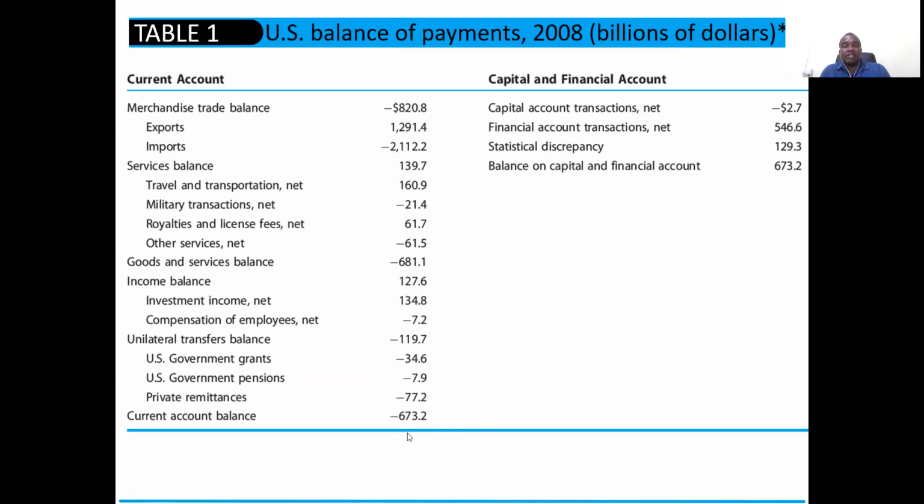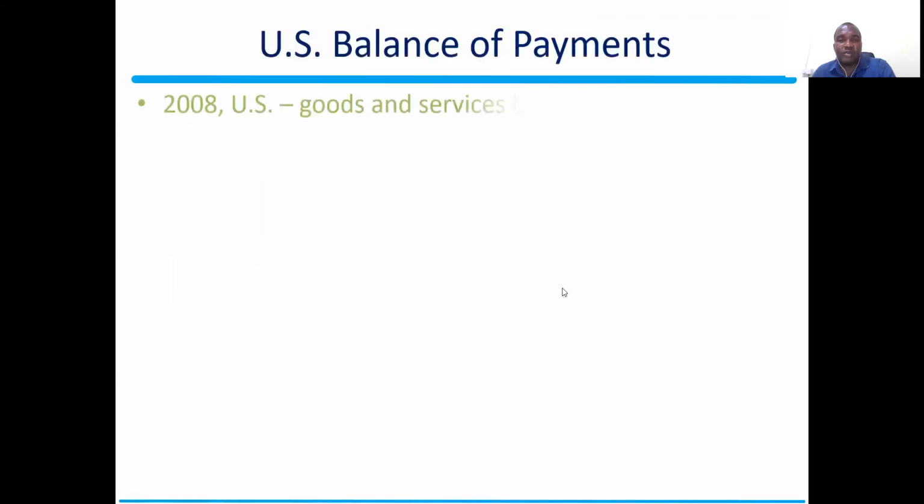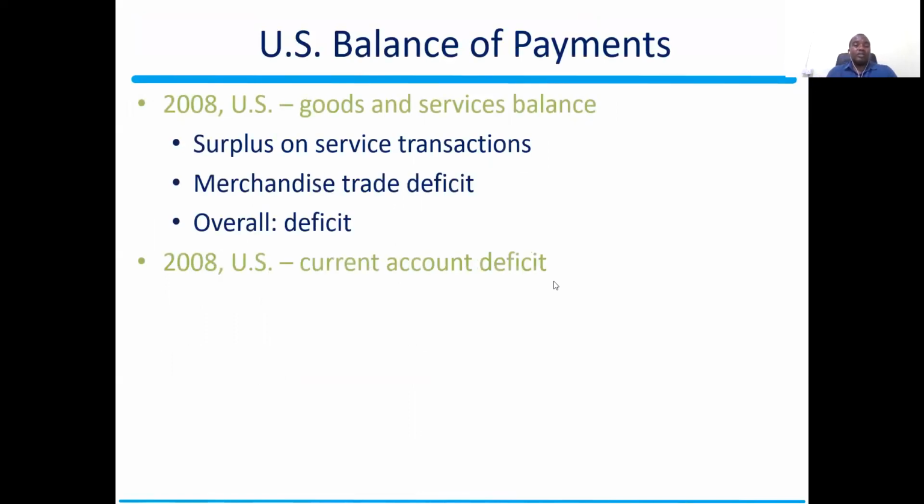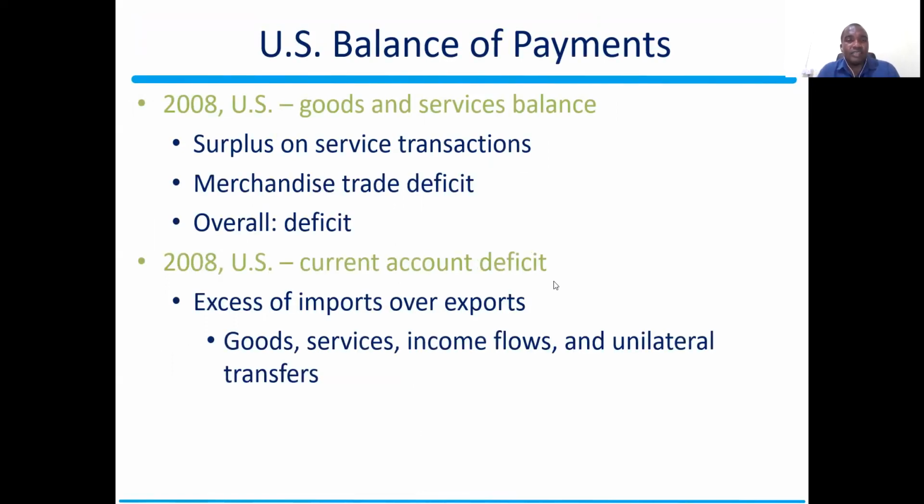It cancels out the negative figure of the current account, implying that the balance of payments balances at 0. So what we see is a surplus on services transactions, but there is a merchandise trade deficit. The overall situation is that there is a deficit. And then when it comes to the current account deficit situation, there is a current account deficit because of the excess of imports over exports.